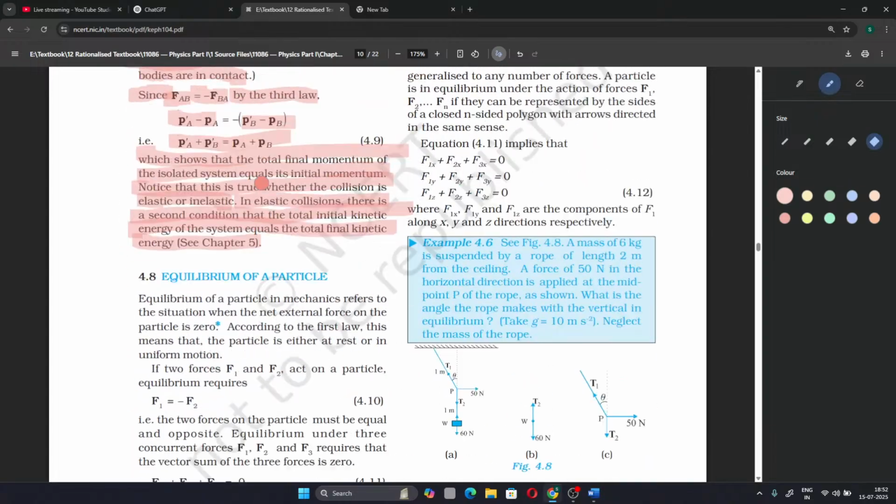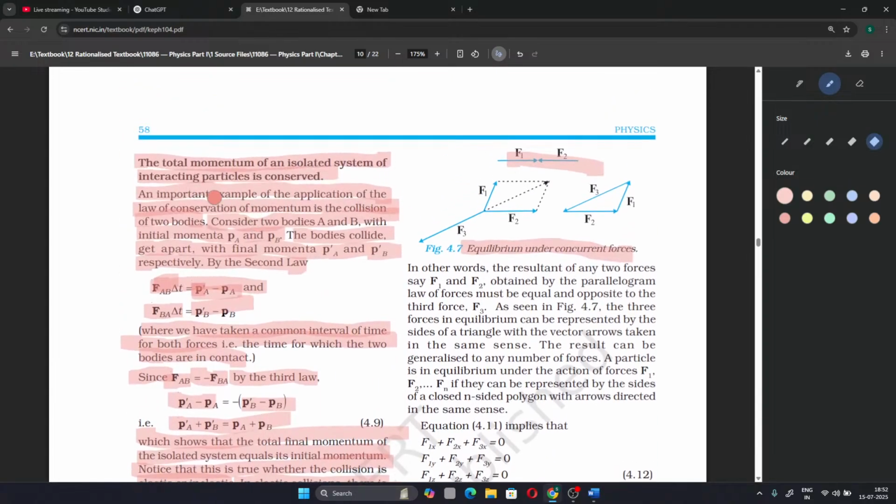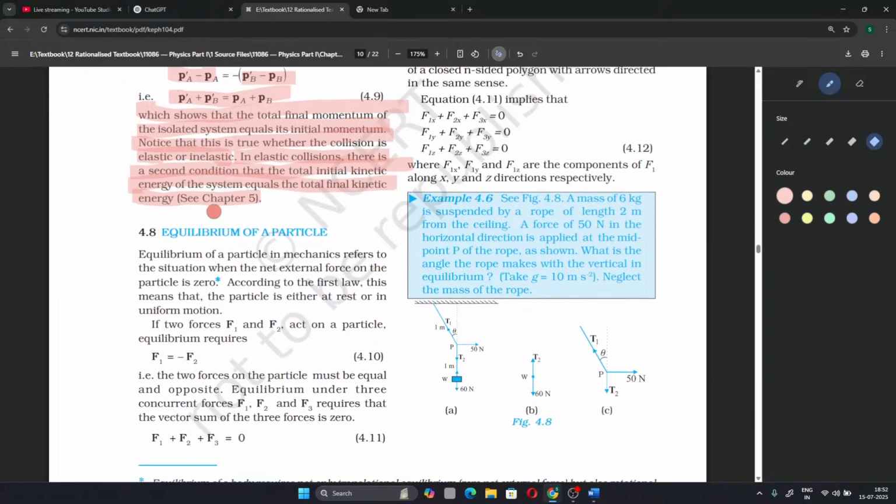Wait, wait. Okay, I missed the equilibrium of a particle here.